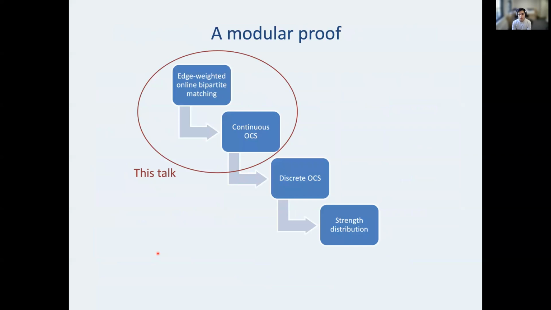Okay, so our proof of this 0.5386 competitive ratio involves definitions of various objects. We have something called a continuous OCS, a discrete OCS, a strength distribution, and many reductions between each of them, showing how to get all the way from strength distribution back up to an algorithm for edge-weighted online bipartite matching. For time purposes, I'm not going to have time to go into each of these definitions and their reductions. I'm really just going to focus on this first part of the diagram. I'll give you the definition of a continuous OCS at a high level and some intuition for why it might be useful for edge-weighted online bipartite matching.